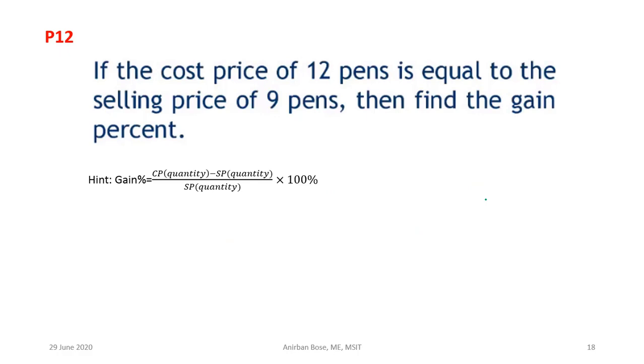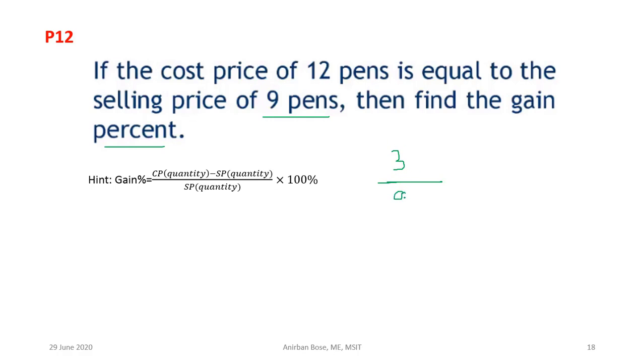Now if the cost price of 12 pence is equal to the selling price of 9 pence, then find the gain percentage. Okay. So the cost price of 12 pence is equal to the selling price of 9 pence, then find the gain percentage. So let us consider that he has sold 9 pence. When he has sold 9 pence, actually he got 3 pence. The 3 pence actually saved, right?